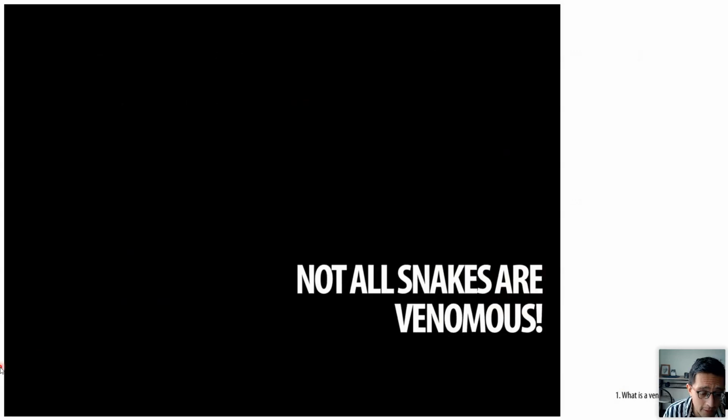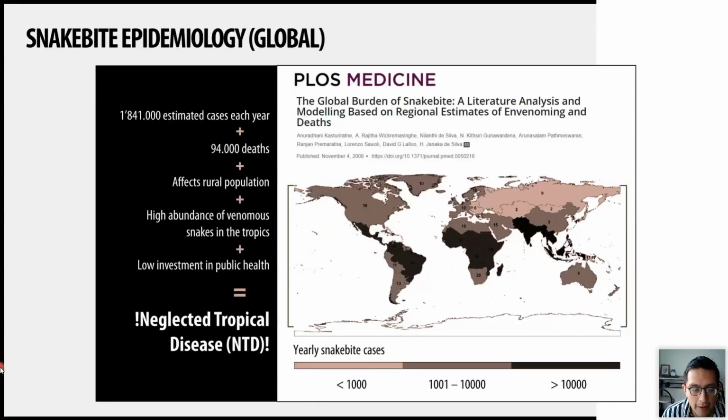So not all snakes are venomous. The most probable thing is that if you find a snake, it will be a non-venomous snake. But this tiny group of venomous snakes causes this problem, this disease, where we have an estimation of around 1,800,000 cases each year with at least 94,000 deaths.